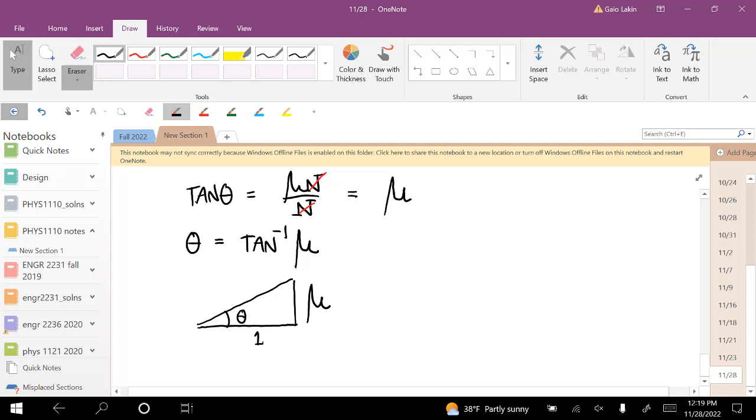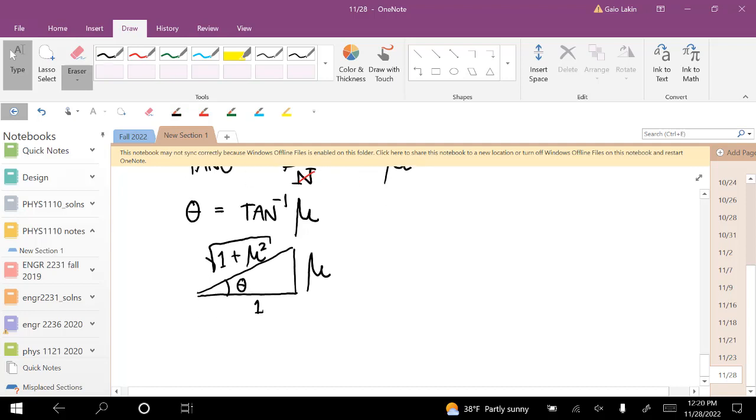So what's an expression for the hypotenuse of this triangle? What's the length of the hypotenuse? This is going back to SAT stuff. I'll write the answer while you think about it. Well, you can just use the Pythagorean theorem here. And so based on this, SOHCAHTOA says sine of theta is just equal to opposite over hypotenuse. So that's mu over the square root of 1 plus mu squared.